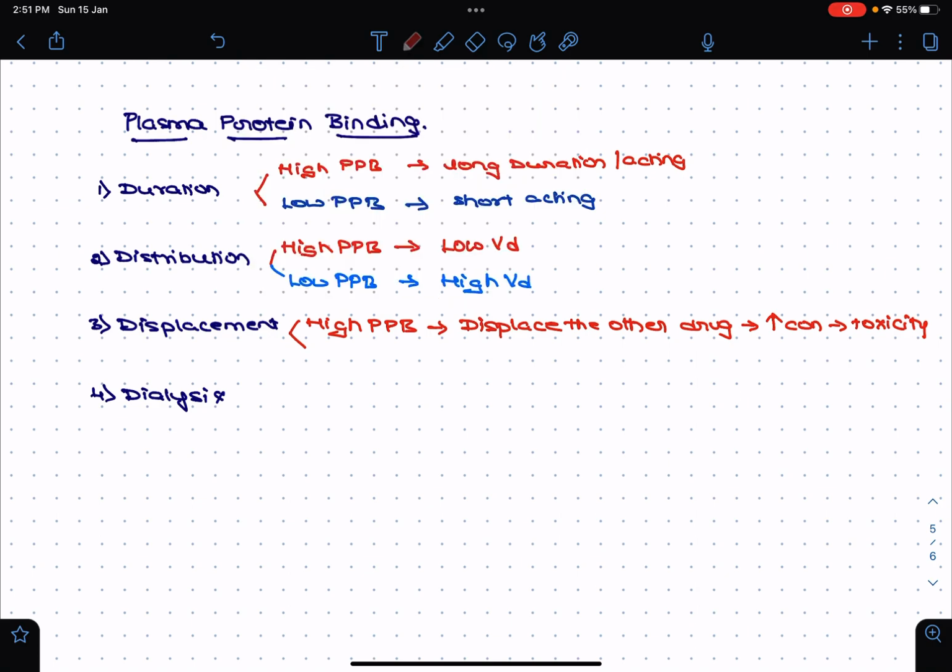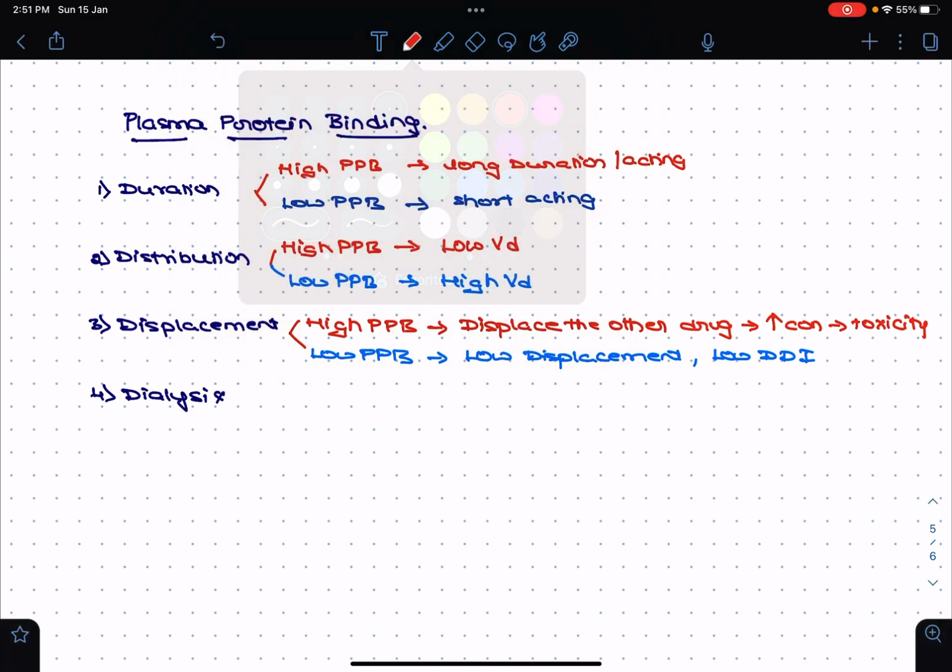So what happens in case of low plasma protein binding capacity? These drugs will have low displacement reactions, as well as low drug-drug interaction.